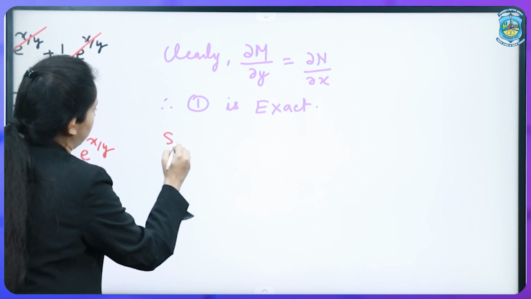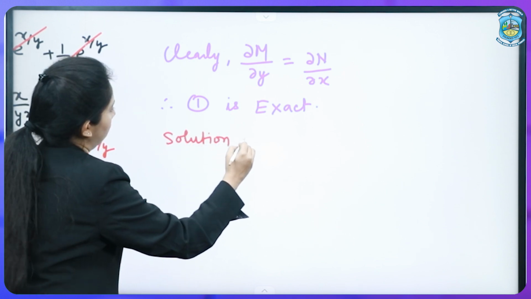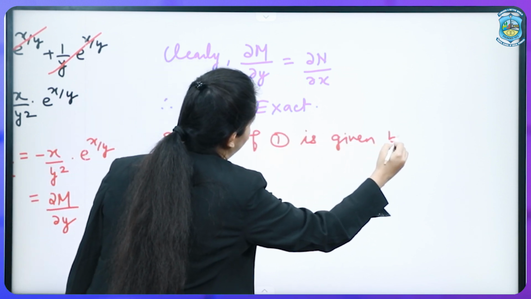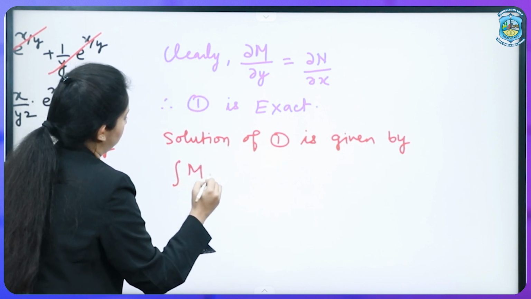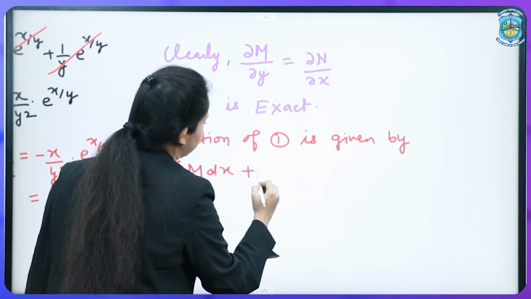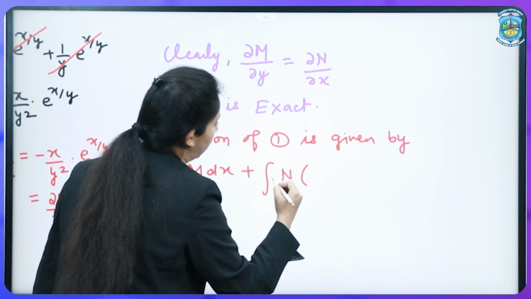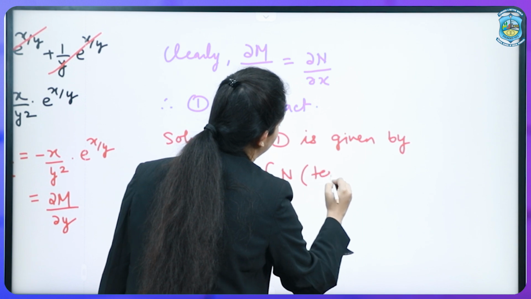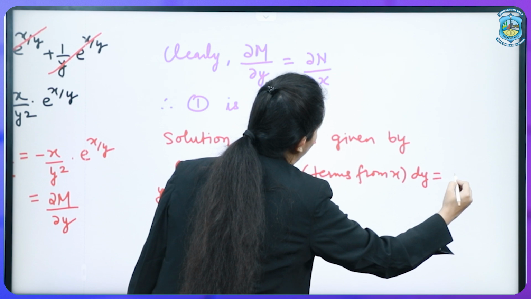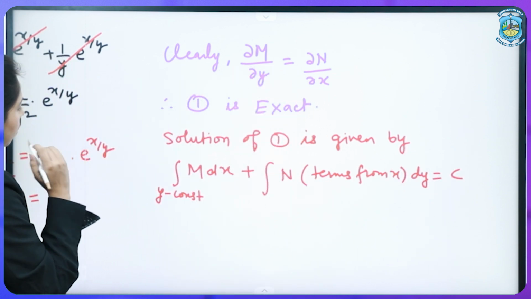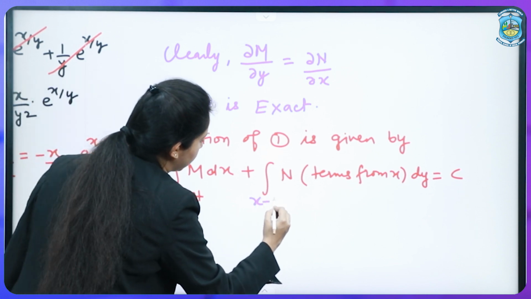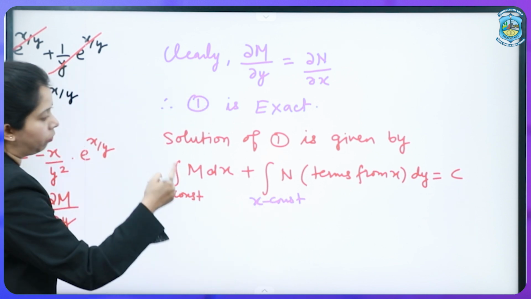that is solution of equation number 1 is given by integration m dx, where y is treated as constant, plus integration of n, where the terms are free from x, dy is equal to c. So, and here we treat x as constant. x is constant for the second integral.